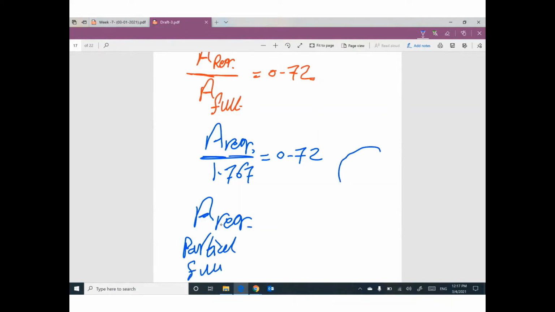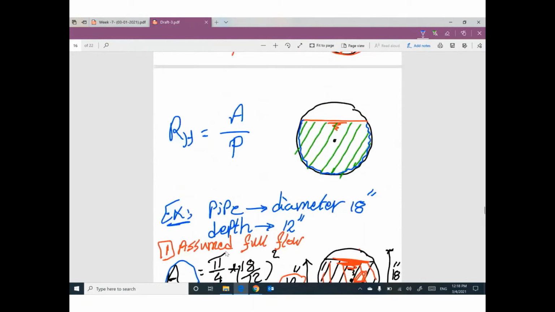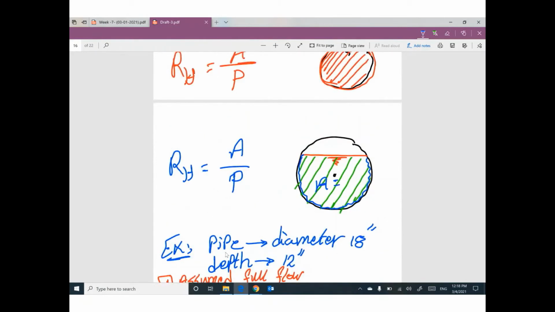So the final conclusion: area required, which is the area for partial flow, equals 1.767 times 0.72, which equals 1.27 feet square. So this area equals 1.27 feet square.